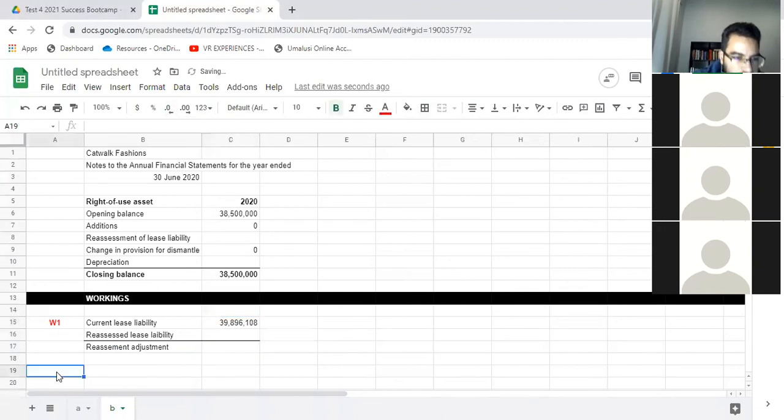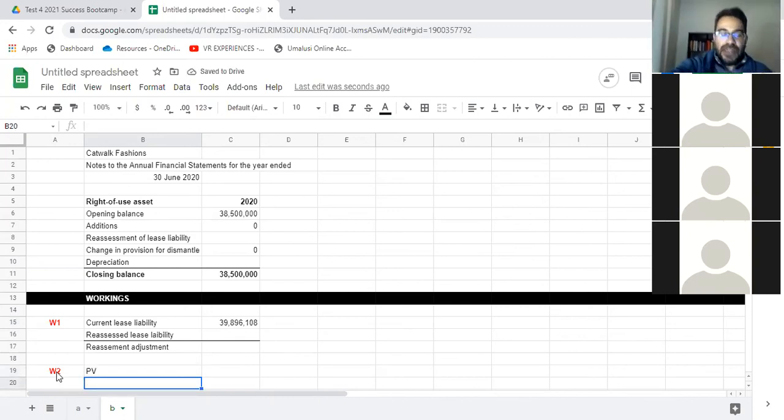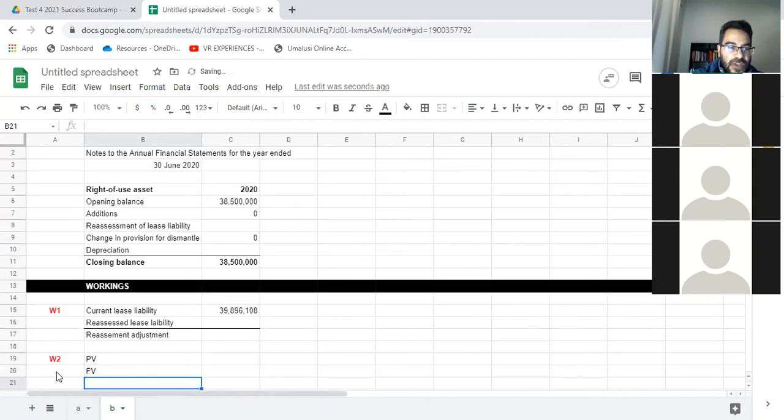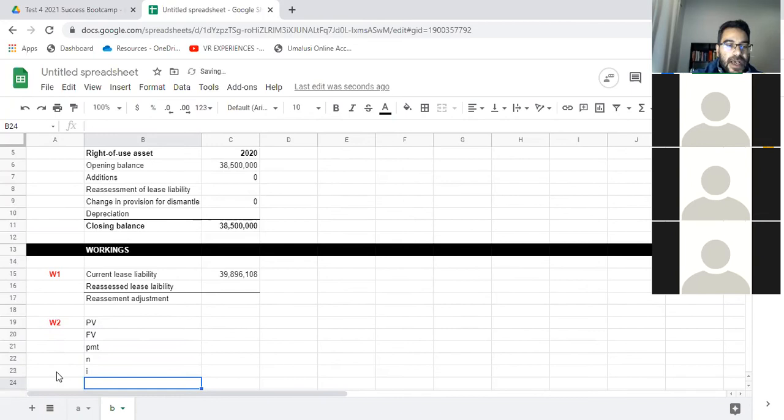And now we're going to do the reassessment working two. So remember, the lease liability is just basically a present value calculation. So we're going to calculate present value at 1 July 2019. So we're going to need future value. We're going to need PMT. We're going to need N, and we're going to need I.